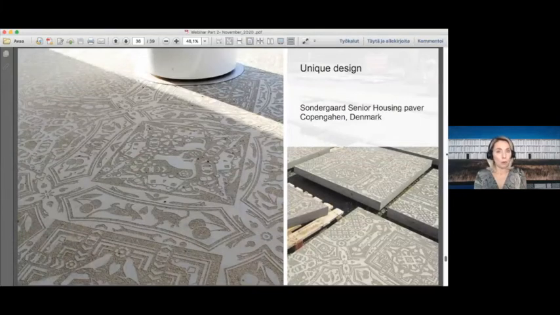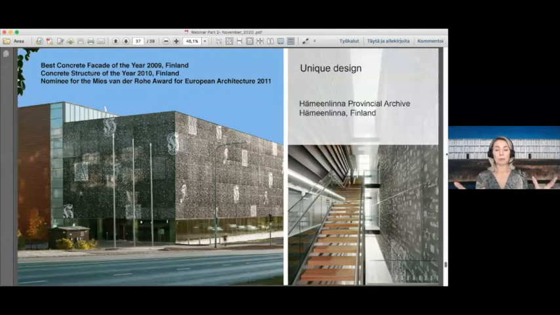Here's a paver. This is very small because you're always close to a paver. You don't back away, you see it closely, so you can go into small detailing. This is a big facade, it's an archive, and I think this is a nice way to see that you could bring your design all the way to the facade.